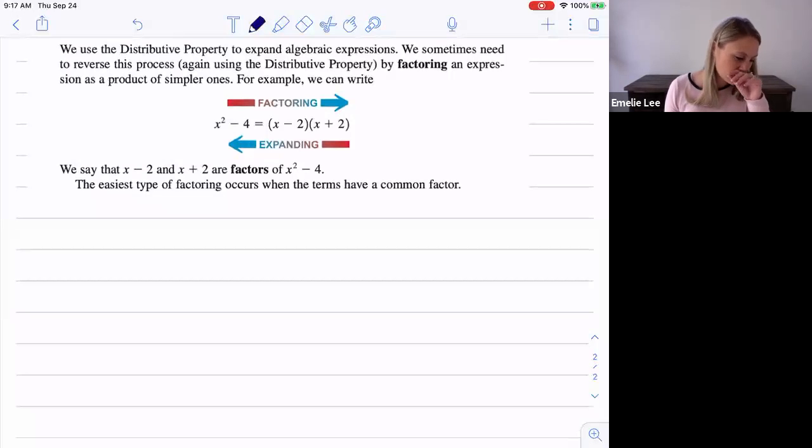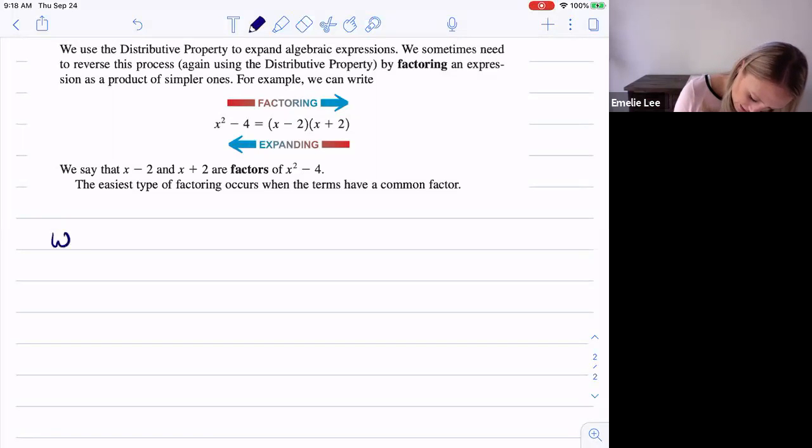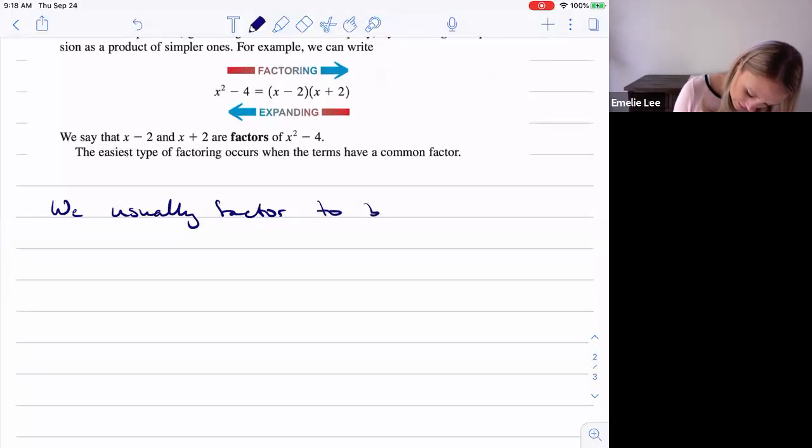And so usually the reason we want to factor is to be able to cancel terms. Okay, so that's usually why we want to factor. Sometimes it's to simplify things. It just kind of depends on what you're doing. But a lot of the time it's to be able to cancel stuff. So we usually factor to be able to easily cancel a term or terms.